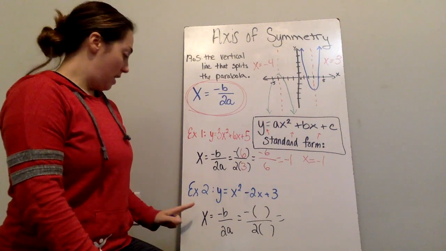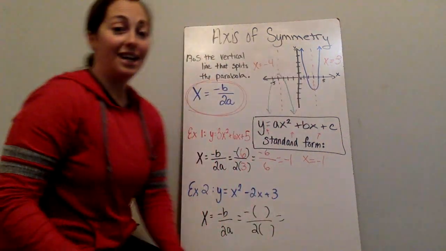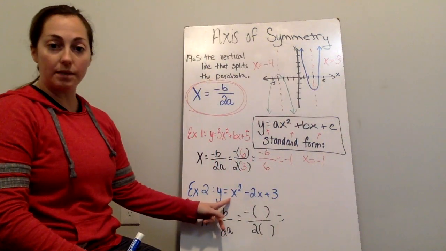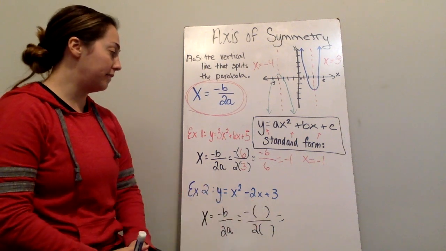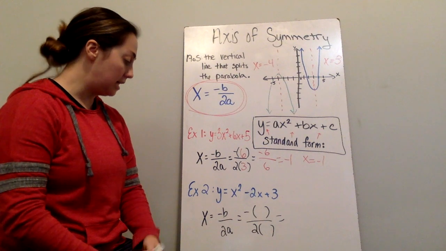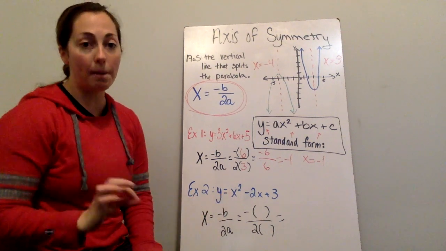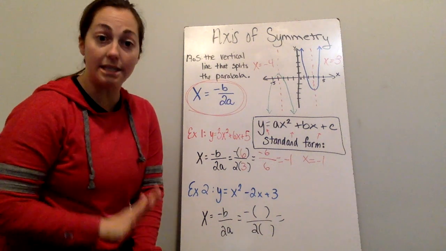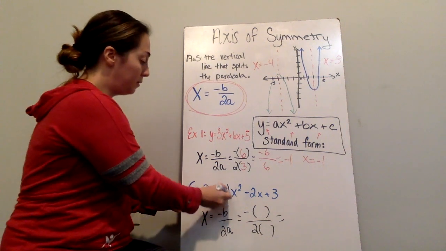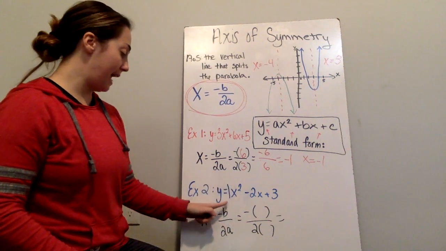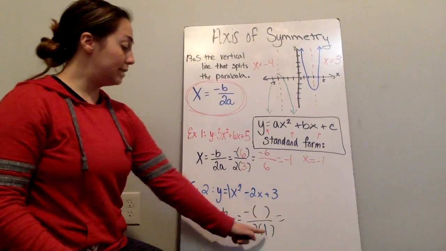All right, cool. So example 2. I have y equals x squared minus 2x plus 3. And now I have to identify, and this is slightly harder for multiple reasons. Let's start with our a value. What's the number in front? Remember, if you don't see anything, it's not 0, because then it would be gone. This wouldn't be a quadratic if it were 0. The number in front is a 1. So my a value, my denominator, is 1.